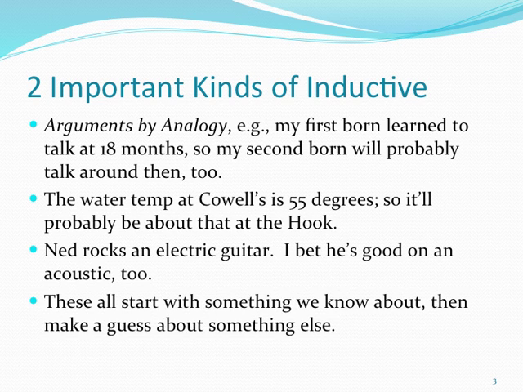Notice all of these start with something that we know about and then extrapolate to something that we are guessing about. In the first argument, we know about the firstborn. In the second argument, we know about Cowles. And in the third argument, we know about Ned on the electric guitar. What do we know about the firstborn? That firstborn talked at 18 months. What do we know about Cowles? Water temperature is 55 degrees. What do we know about Ned on the electric guitar? Well, he's really good. He rocks. And then we are extrapolating that property of talking at 18 months, being 55 degrees, and being rocking to the thing we don't know about, that we're guessing about, namely the secondborn, the second surf spot, the Hook, and Ned on the acoustic guitar.